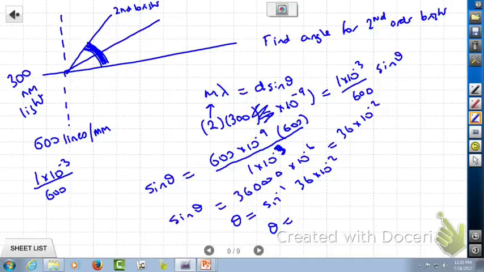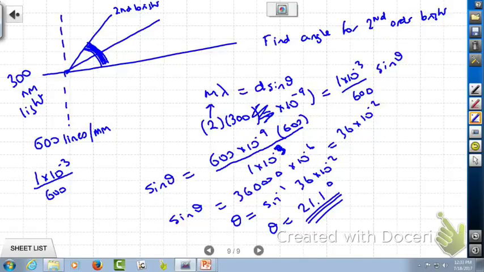I keep saying, I'm sorry. It's going to be a small angle. Let me just double check my math. Yeah, 10 to the 4. 10 to the minus 3. 21.1 degrees? Yeah, 21.1 degrees. Okay.